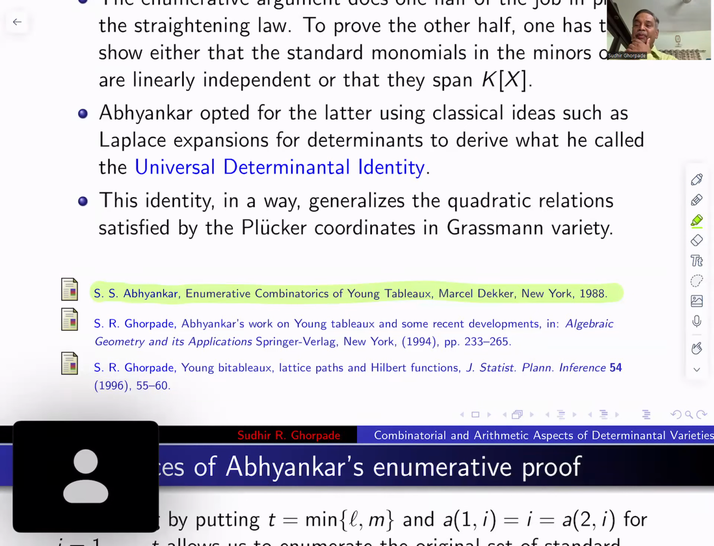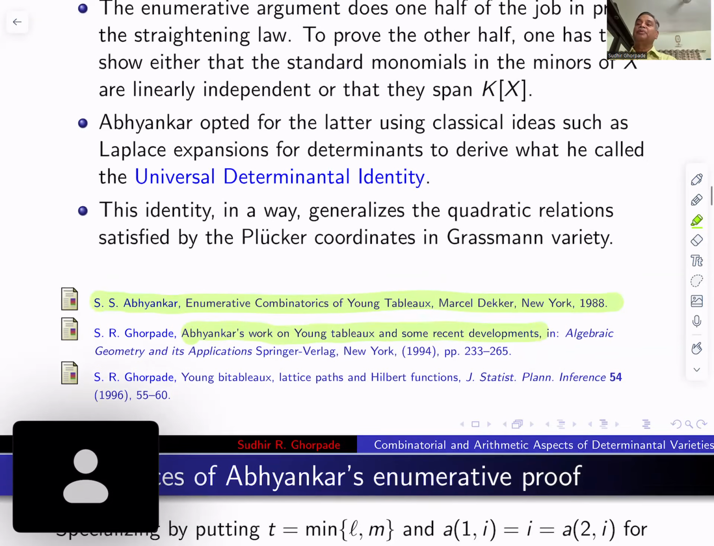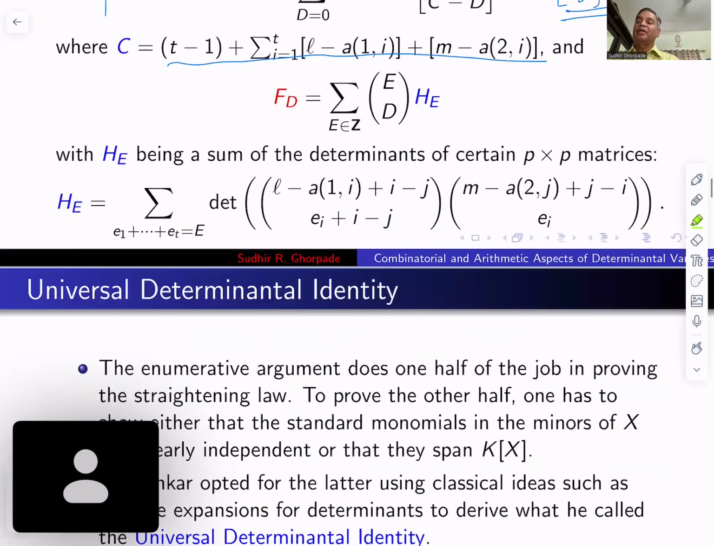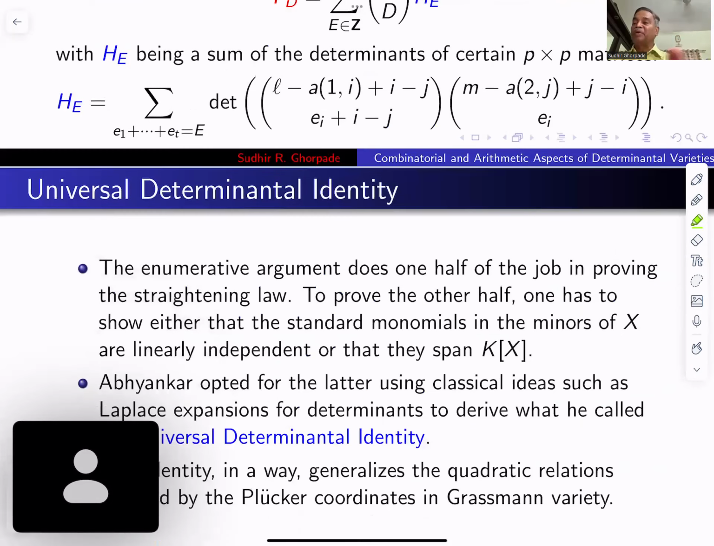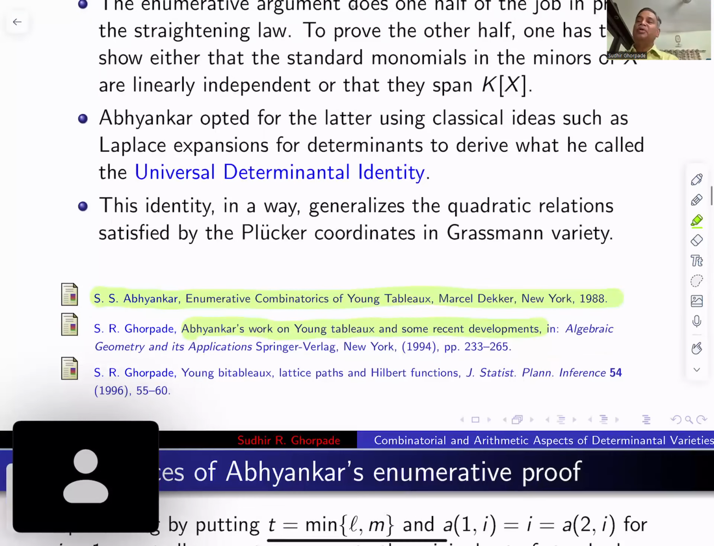As a public service, I have written a much shorter version, not 500 pages, but about a 30 page survey of this work, which was published in Abhyankar's 60th birthday conference. It's called Abhyankar's work on Young tableaux and some recent developments. So maybe that's a little bit more readable. I have also given what might be called a bijective proof of this formula, and that's in another, older paper. But all this is somewhat old work.